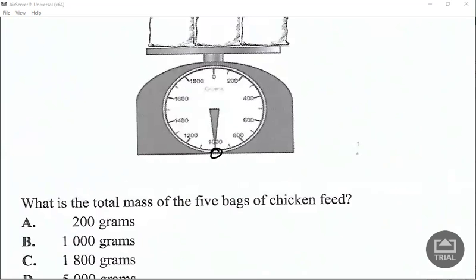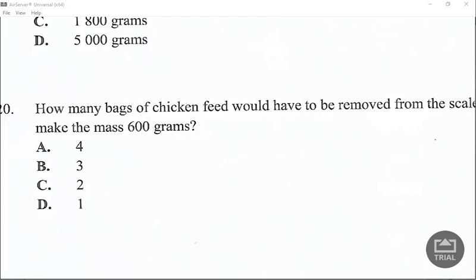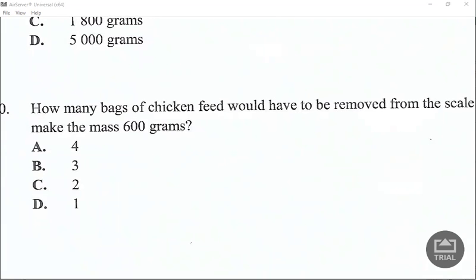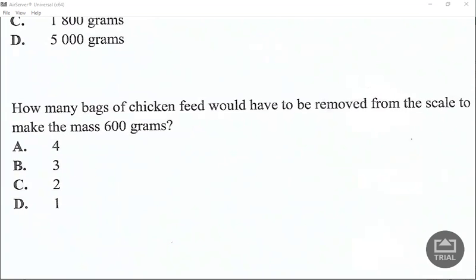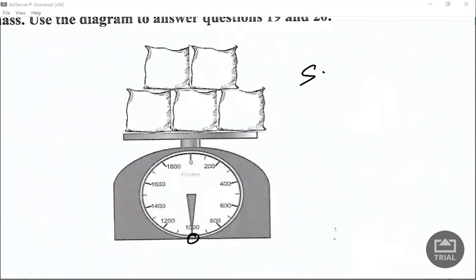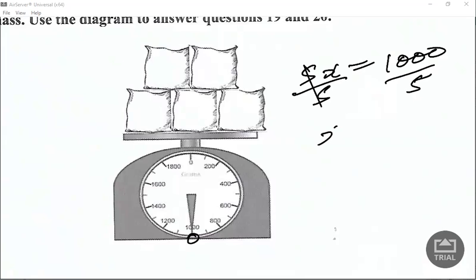How many bags of chicken feed would have to be removed from the scale for the mass to be 600? So let us see how much one bag weighs. We have 5 bags weighing 1,000, so that means 1 bag would weigh 200, right? To get it to 600, we'd have to take out 400, and that would be 2 bags. So it's 2 bags.